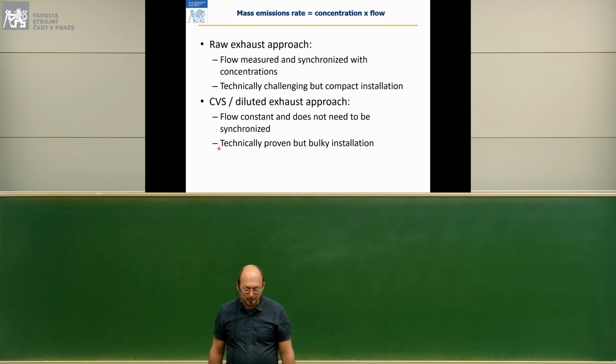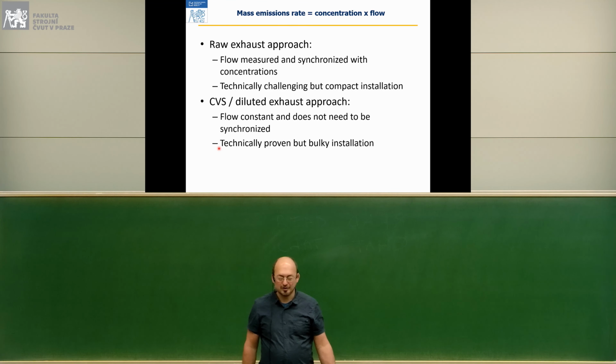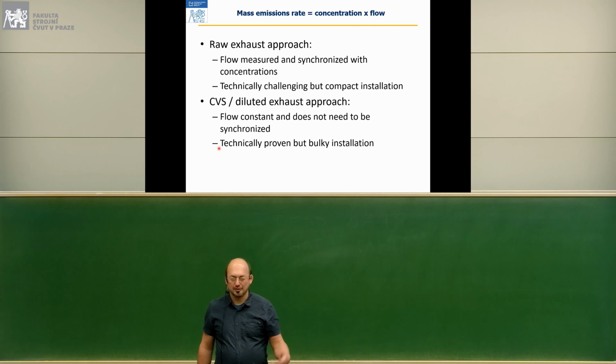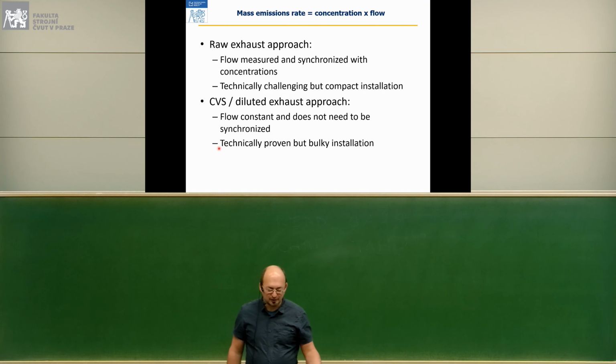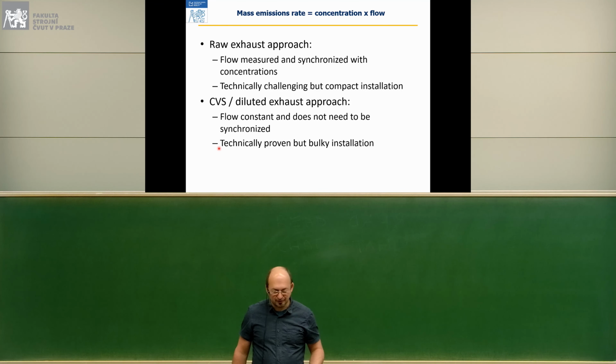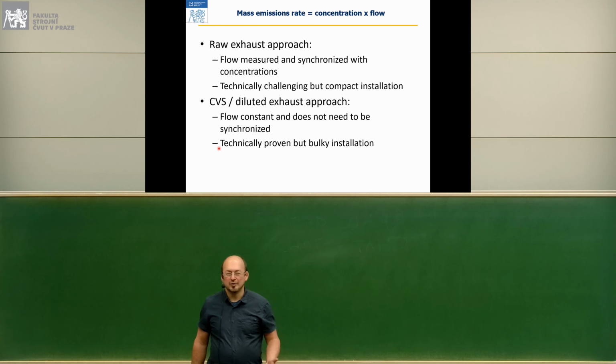The other approach is to dilute the exhaust. You either dilute the raw exhaust, that's called partial flow dilution. You take a sample of the exhaust, you dilute it, then you feed it to the instruments. Still you need to account for variable flow. Or you dilute all of the exhaust. That's called full flow dilution.